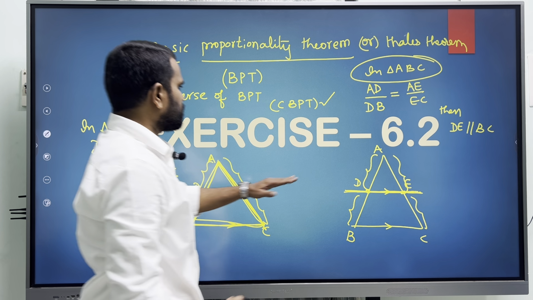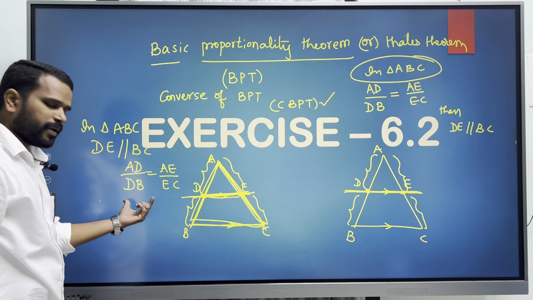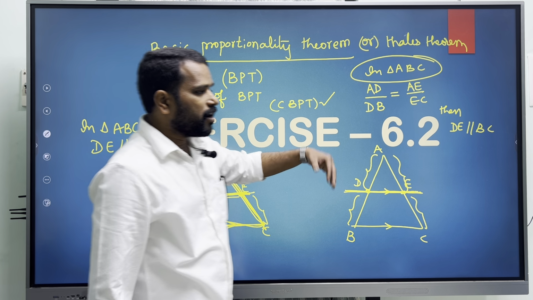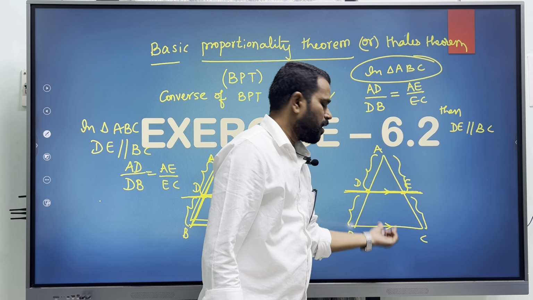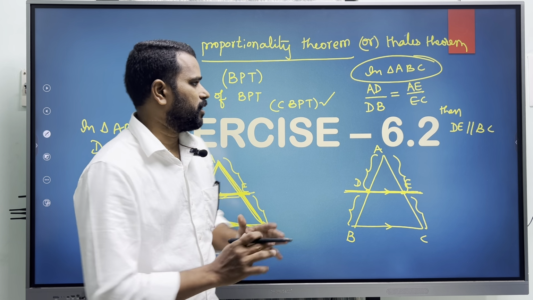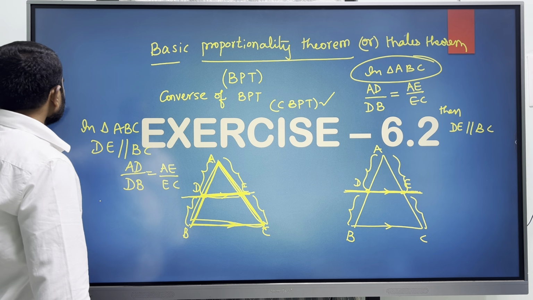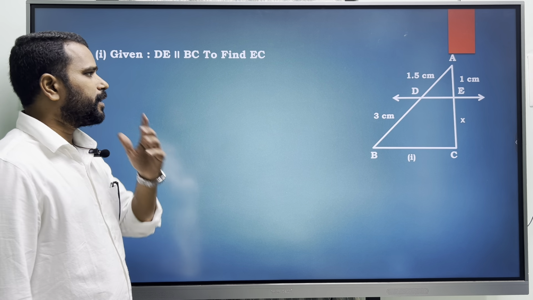Understand? See, here, if it is parallel, then they will be in the same ratio, the basic proportionality theorem. In converse of BPT, if they are in the same ratio, then they will be parallel. This is the only thing we are going to use. Okay. Now, let us look into the first problem, the application of BPT.